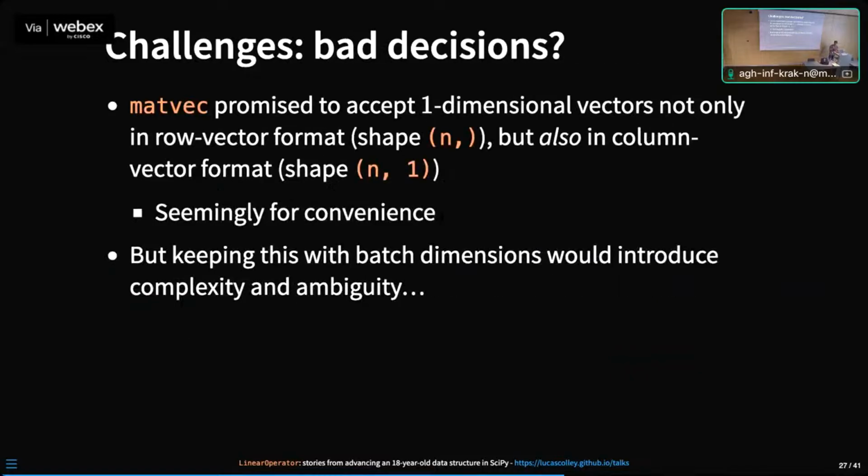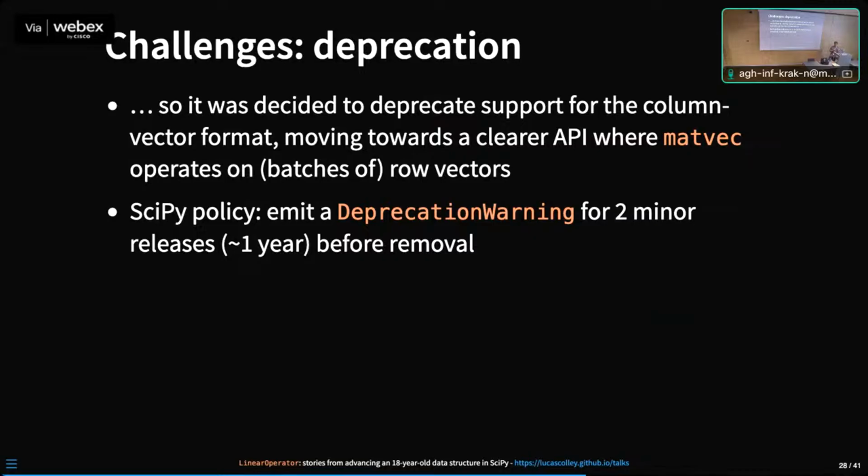Another challenge was finding some bad decisions, or decisions that were okay in the past but didn't make sense anymore. In the 2D only case, it was actually supported for the matvec method that you could pass in row vectors or column vectors. For convenience, the interface would handle all this for you. You didn't really have to worry about what shapes you were passing in. That's all well and good, but actually, when you have arbitrary batch dimensions, this is complexity and ambiguity that we really don't want. So we actually made the decision to deprecate this and say, no, we're going to remove this capability from SciPy, break your code eventually.